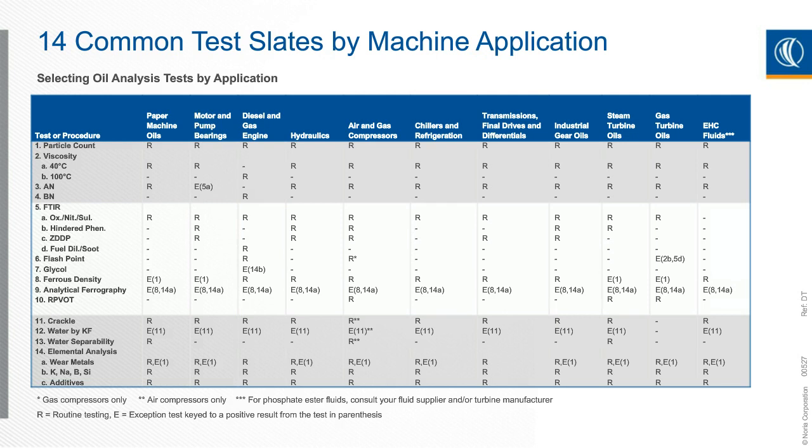So every type of machine application may have a different type of routine test slate run, although you'll see there's some things that are done very commonly as a routine test slate, such as particle counting or viscosity testing or water content testing. Those things you should probably have as a standard on every single one of your oil analysis test slates, and you should expect to see that on every single oil analysis report. So keep an eye out for that.